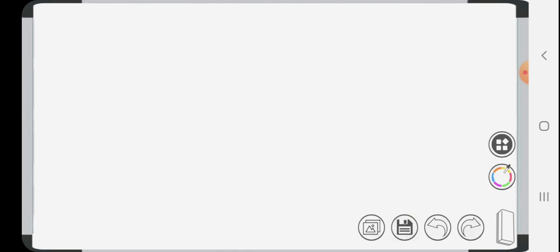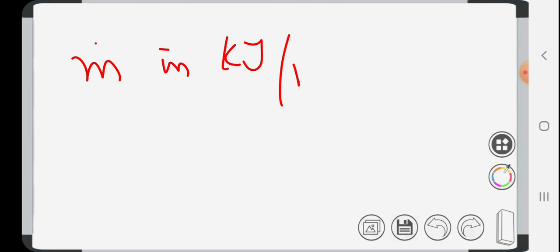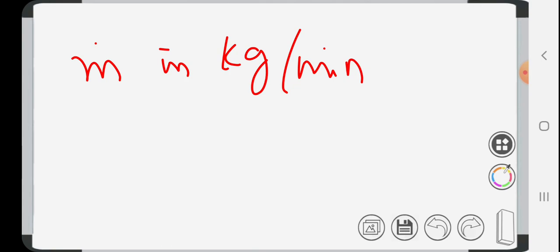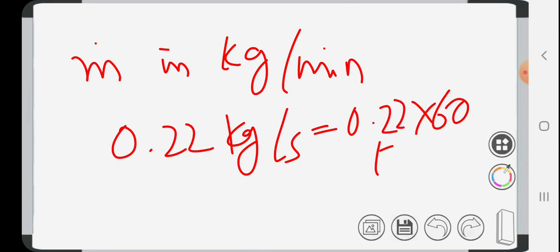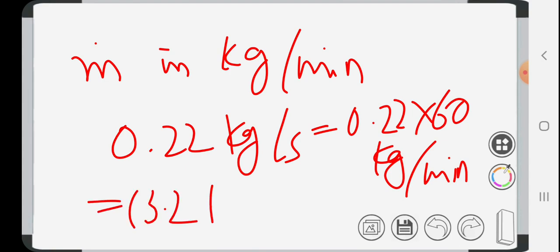Now, actually, we are asked to calculate m dot in kilogram per minute. If 0.22 kilogram per second, then multiply by 60 to get kilogram per minute. That value will be some 13.2 kilogram per minute. In 1 minute, you have to circulate 13.2 kilogram of air, so that 6 ton of refrigeration will be done. Okay.